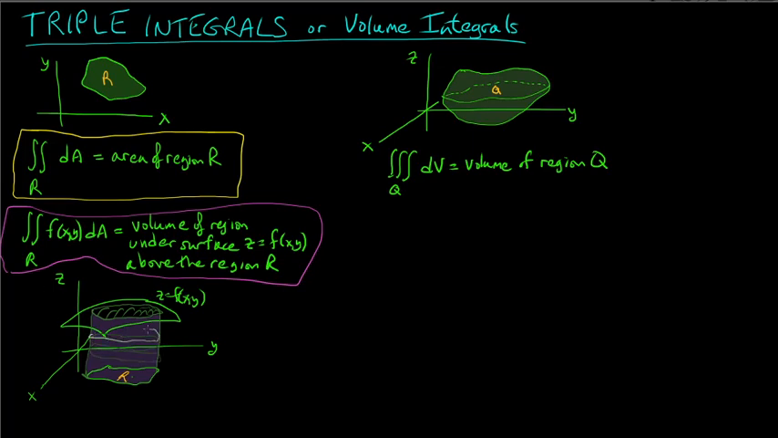Maybe use a lighter color here. So yeah, this will be some solid region, and we're getting the volume of that, right? Okay, so we did that in the last couple of videos. Now we're going to transition to triple integrals, and we can sort of do the same thing here. We can think about this solid region now, right? So we're using Q instead of R, Q for a solid region in space.